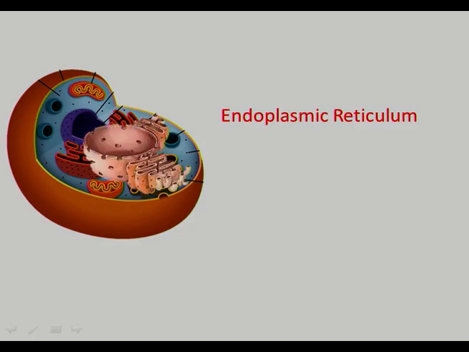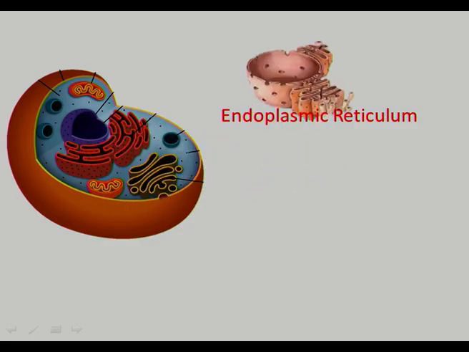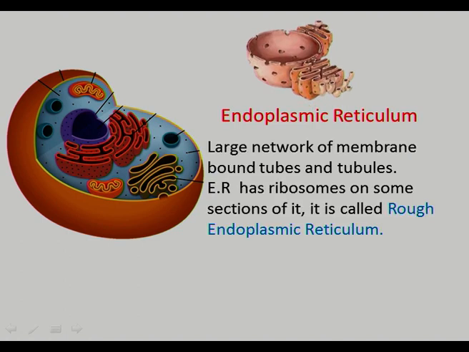Endoplasmic reticulum. Endoplasmic reticulum is an organelle with a large network of membrane-bound tubules and tubes. Some sections of the endoplasmic reticulum have ribosomes on them. Just observe here, these are the small granules which are called ribosomes. Such sections are called rough endoplasmic reticulum. The function of rough endoplasmic reticulum is protein synthesis.